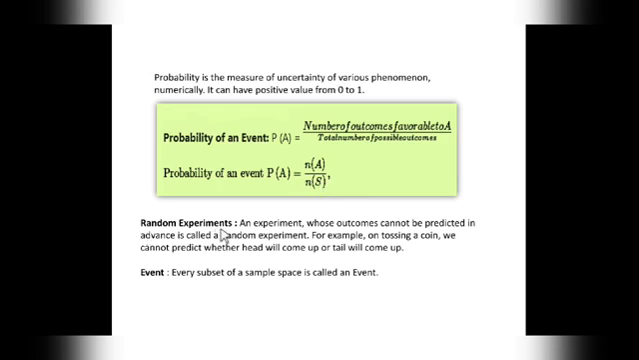Next, random experiments. An experiment whose outcomes cannot be predicted in advance is called a random experiment. For example, if I roll a dice, I will not know whether I am going to get 1, 2, 3, 4, 5, 6. I may get any number. Hence that becomes a random experiment, or else tossing a coin. If I toss a coin, I may get heads or tails. First, I cannot predict.